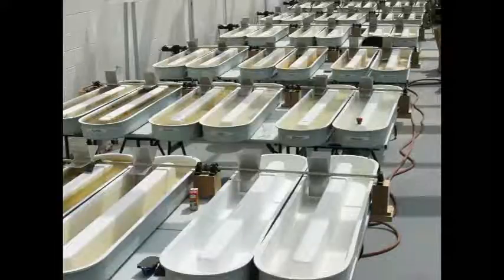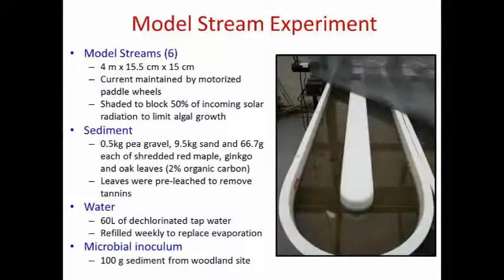So we decided to use this to test the effects of triclosan. So here's our basic design of our experiment. And this is one of our streams with our sediment in it. So we took six streams. This is the size of the streams, 4 meters long by 15 centimeters by 15 centimeters. We did limit the light a little bit just to limit the algal growth. It didn't prevent algal growth, but to keep it under control. If you don't shade these things, they're in a greenhouse, the algae grow so profusely that they start to climb out of the stream. So you need to shade them a bit to keep the algae under control.